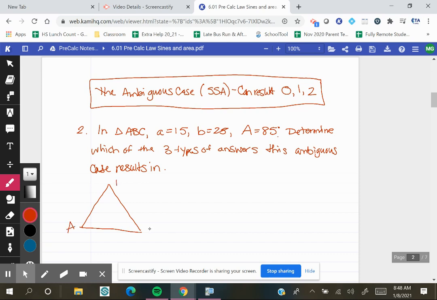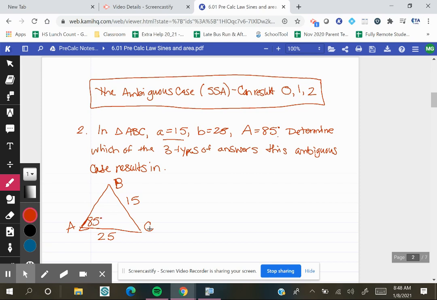So we've got triangle ABC, and we're going to label what we know so far. Lowercase a, so that's side A, which is across from angle A, is 15. Lowercase b, across from angle B, is 25. And capital A, which is angle A, is 85 degrees.